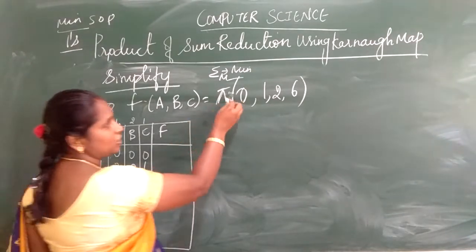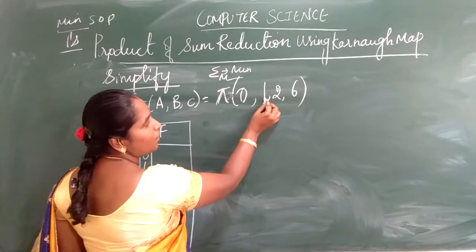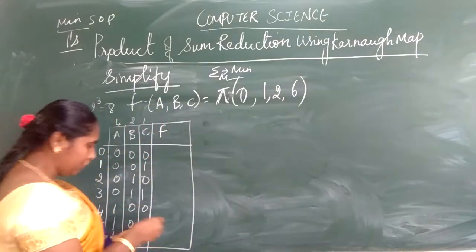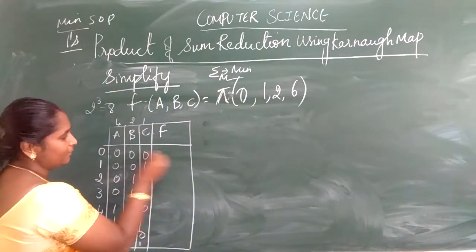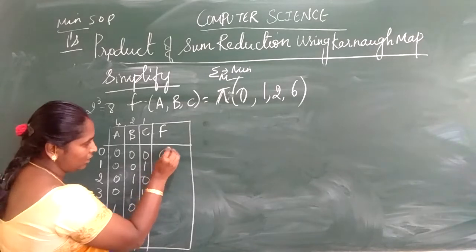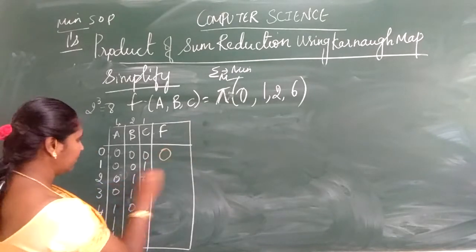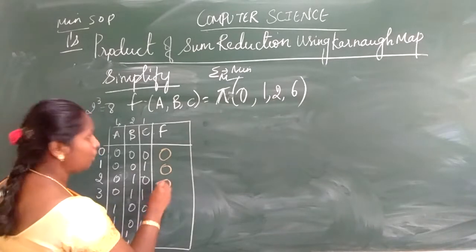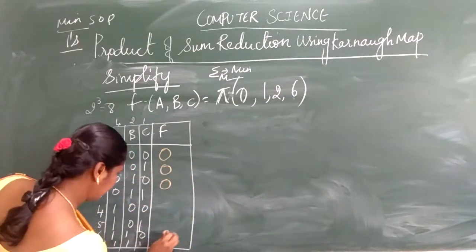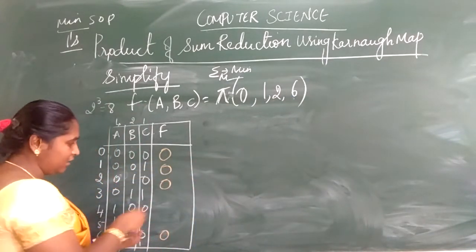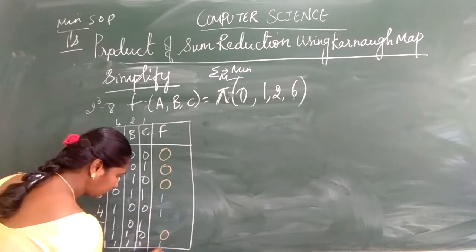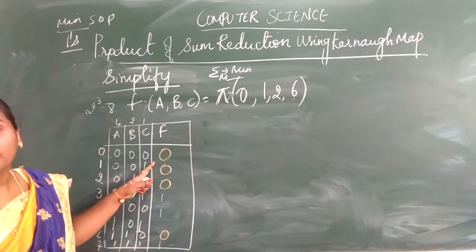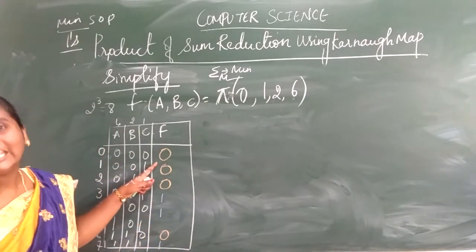So they are given the function that is pi of 0 comma 1 comma 2 comma 6. For 0 you have to represent it as 0 here. Next for 1 it is 0, for 2 it is 0, for 6 it is 0. The remaining ones you place as 1. So for the outputs which are zeros, I am going to map them on the k map.